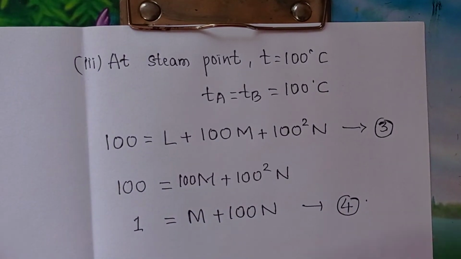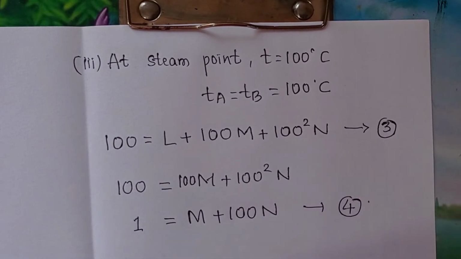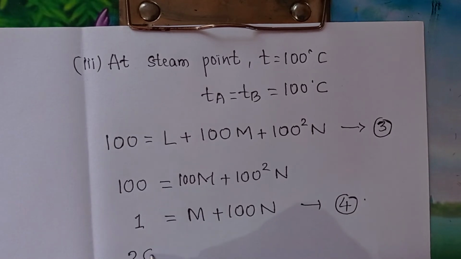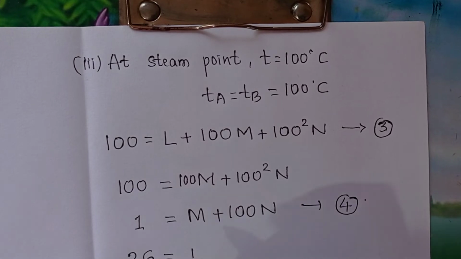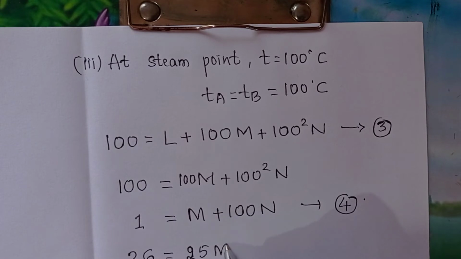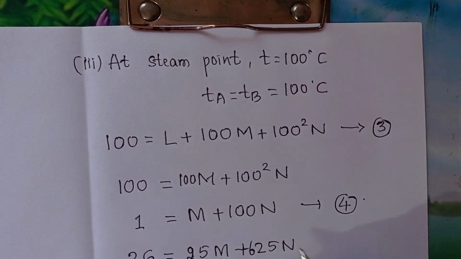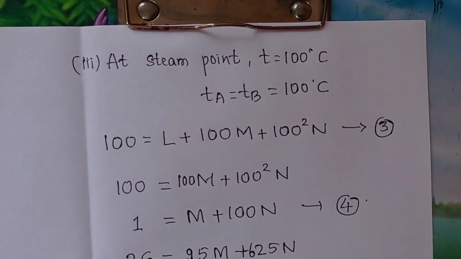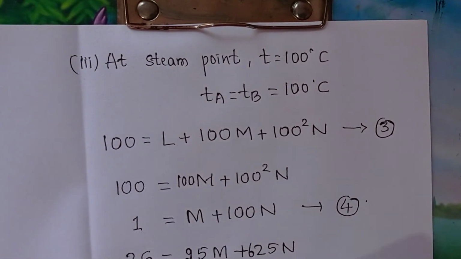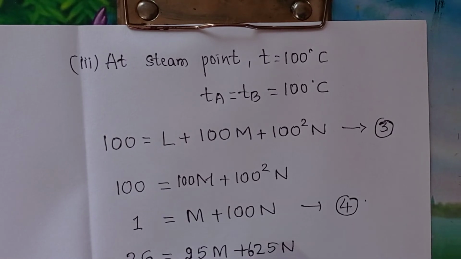And one more equation that I have got, from equation 2, I can write it as 26 will be equal to 25 m plus 25 square, that is 625 n. So from these two equations, if I solve, what do I get? So I will get 25.